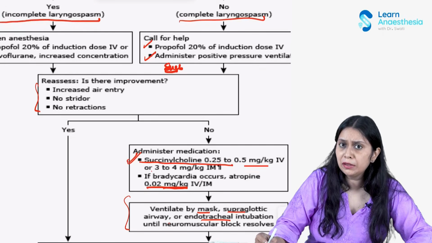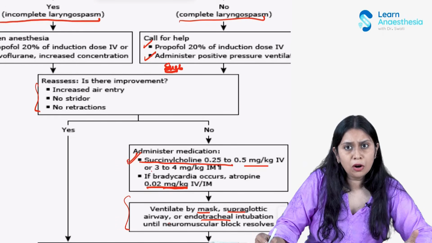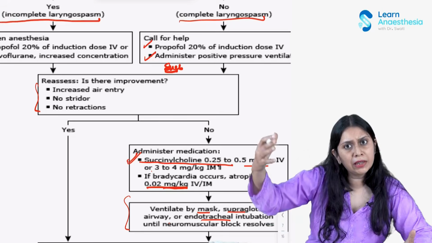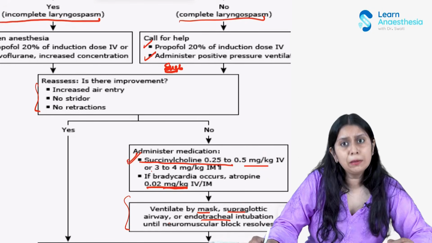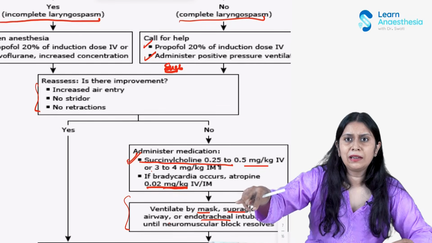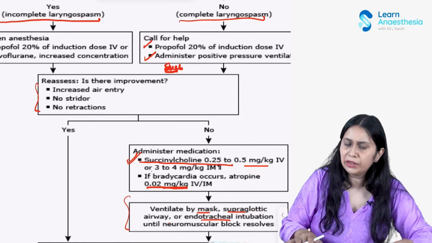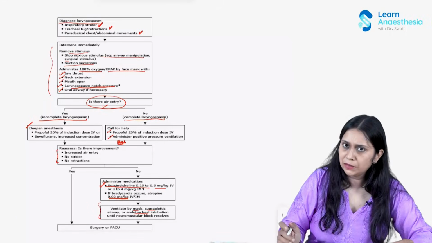But if it's a complete laryngospasm and the vocal cord is not opening, the patient is desaturating, heart rate has started decreasing, give succinylcholine accompanied with atropine immediately. That will open the larynx. Okay, so this is how we manage the laryngospasm, right?